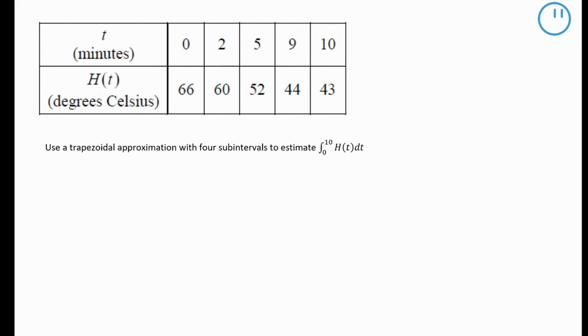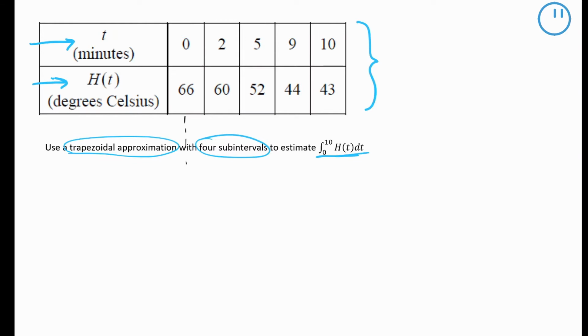And the last type of sum that you may be asked to take is a trapezoidal approximation, where you'll be given, once again, a table, a value, say, of t, a function h of t, and you'll be asked to use a trapezoidal approximation with, say, 4 subintervals to estimate the integral from 0 to 10 of h of t dt.